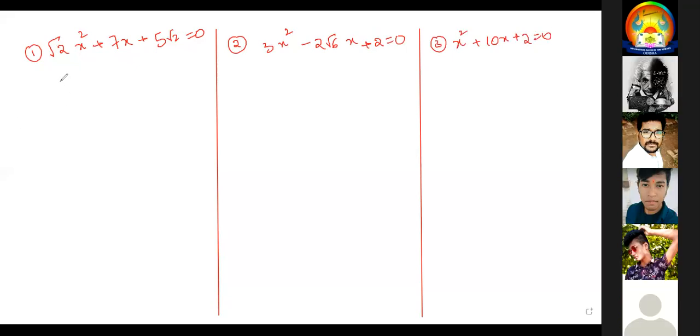Sir, x is equal to minus root 2 and minus 5 by root 2. Very good, Abhishek, very good. Anyone? Please try to solve those 3 questions. I'll give 2 to 3 minutes time. After that, I'll solve. x is equal to minus root 2 and minus 5 by root 2. Ayush, very good.